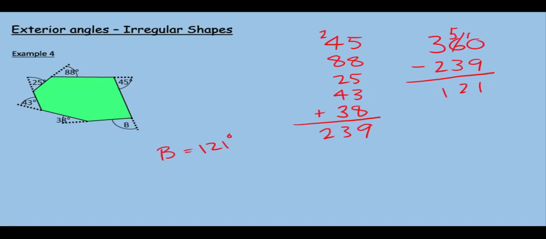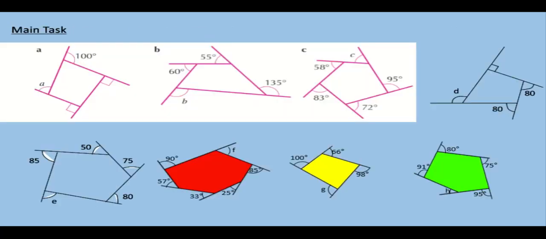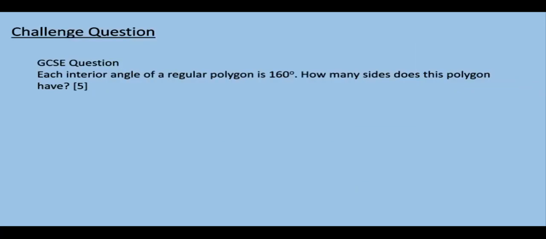Okay, so side heading, main task. So work on those and find the missing angles. The next slide is going to be the challenge question if you want to have a go at the challenge question. Here's the challenge question. Read it carefully and have a think about what it's saying.